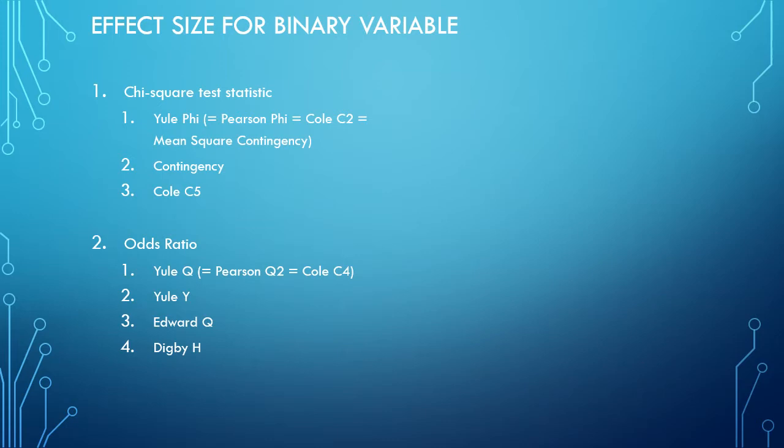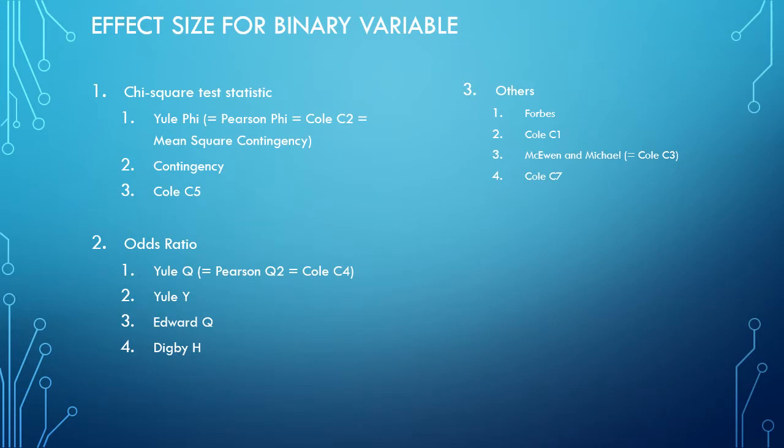I have a separate video on the odds ratio itself, so this will be more focused on those that actually make use of that. Yule Q and Yule Y actually use that, and for Yule Y I'll also make a separate video to go a little bit more into details on that one. Edwards Q and Digby H are another two that actually use the odds ratio. Then there are a few others I couldn't really place. There's Forbes Coefficient, Cole C1, McEwen and Michael's, which is the same as Cole C3, and Cole C7.